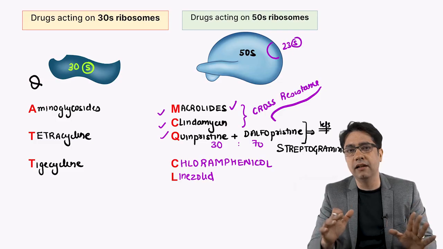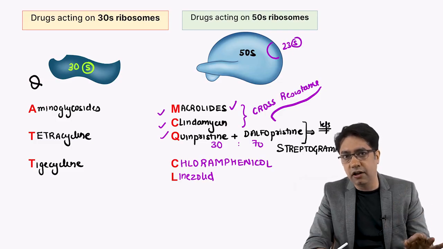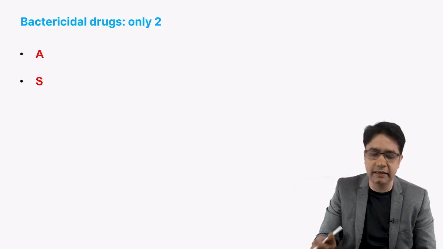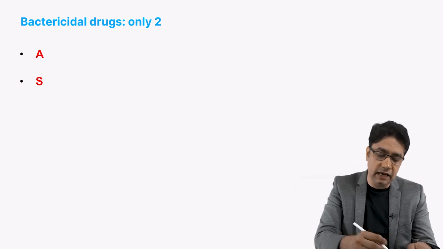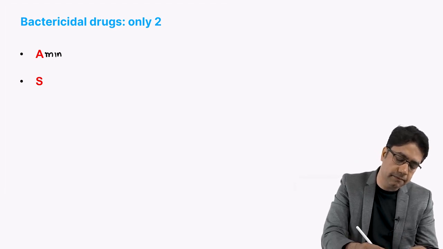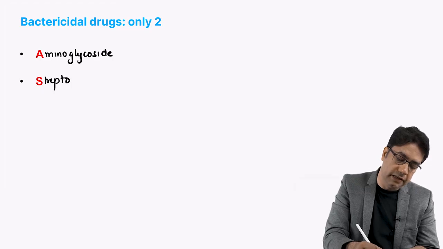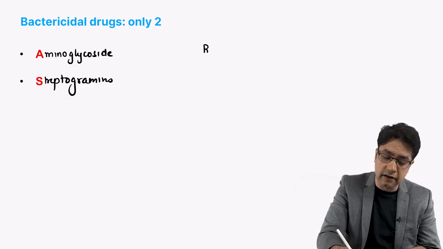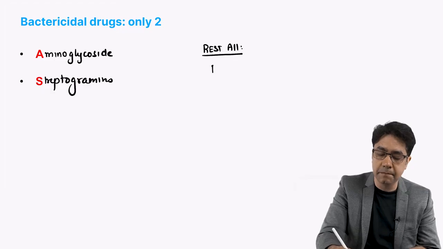Now among this big list, which drugs are bactericidal? Only two drugs are bactericidal, A and S. A for aminoglycosides and S stands for streptogramins. Apart from these two drugs, all other protein synthesis inhibitors are bacteriostatic.